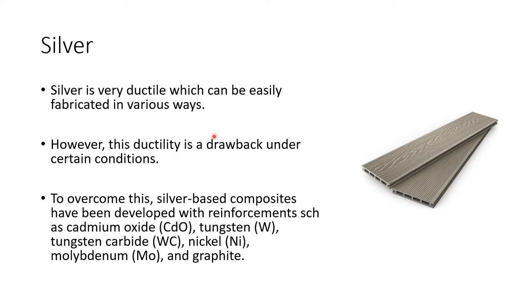Silver. Silver is very ductile, which means it can be easily fabricated in various ways. However, this ductility is a drawback under certain conditions. To overcome that, silver-based composites have been developed with reinforcement, and we're going to use some chemicals: cadmium oxide, tungsten, tungsten carbide, nickel, molybdenum, and graphite. Those are the reinforcements to this matrix, and we'll be making the composites. Those composites are going to improve the ductility, because ductility is a drawback.